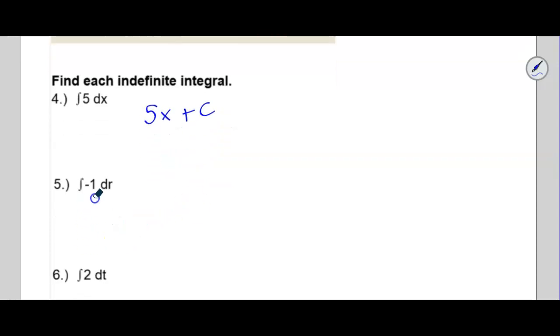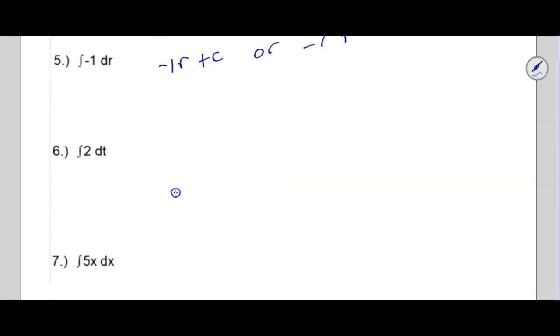This is also a constant, the integral of -1 dr. So this is with respect to r instead of x. So -1 is a constant, so you'll have -1 r plus c, or you can rewrite it as -r plus c. The integral of a constant is just the constant times the variable. Constant times x, constant times r in this case. Right here for number 2, another constant. With respect to t, so this integral would be 2t plus c.